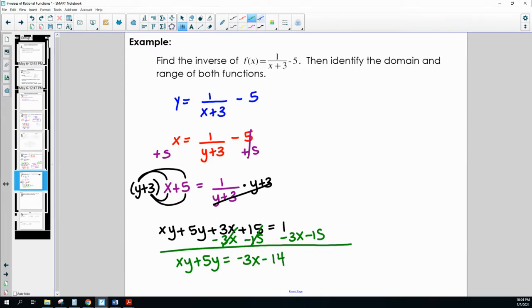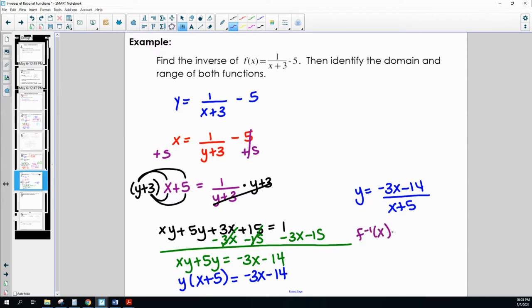Okay, so just like before, we're going to factor out the GCF of y here. So we get y times (x plus 5) equals negative 3x minus 14. And then we're just going to divide both sides by x plus 5 to get y alone. So we'll get y equals (negative 3x minus 14) over (x plus 5). And then our final step, as usual, is to replace the y with f inverse. So f inverse of x is equal to (negative 3x minus 14) over (x plus 5).